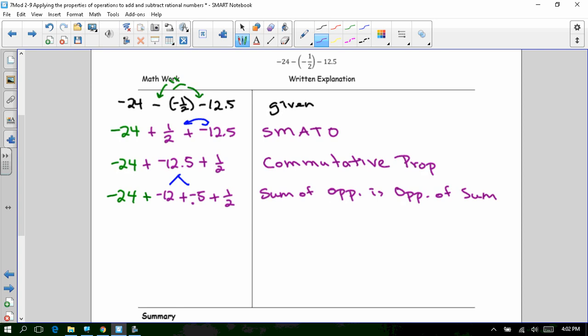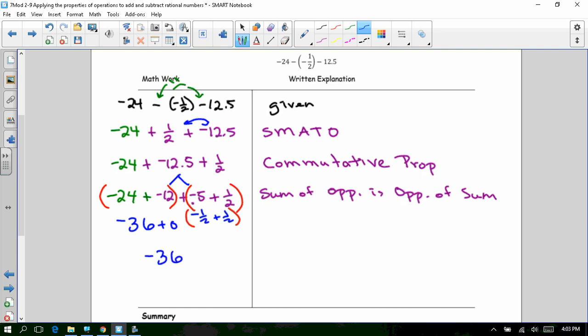All right, when I do that, I can now combine my two whole numbers. Negative 24 and negative 12 gives me negative 36. And then I also notice that I've got these two right here. What's another way of writing negative 0.5? Negative 0.5, you could think of it as negative 1/2, right? If I think of it that way, well, what happens when I have negative 1/2 plus a positive 1/2? It equals nothing, right? So my answer ends up being negative 36.